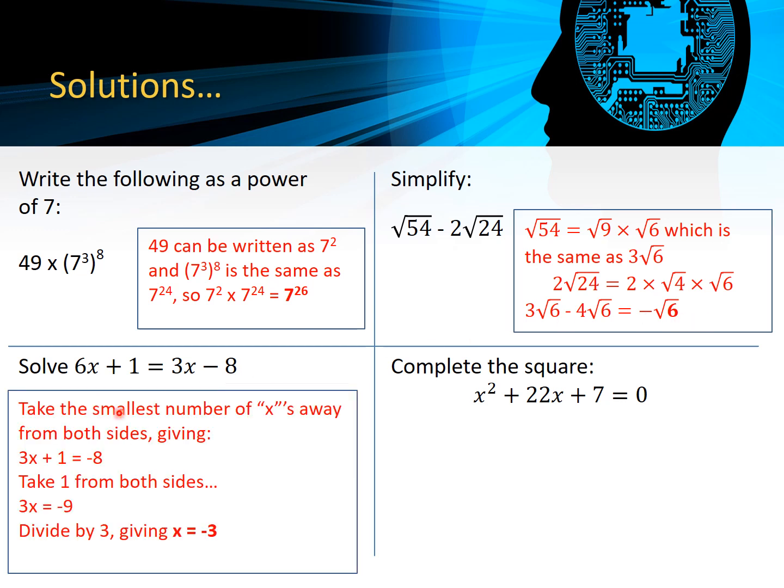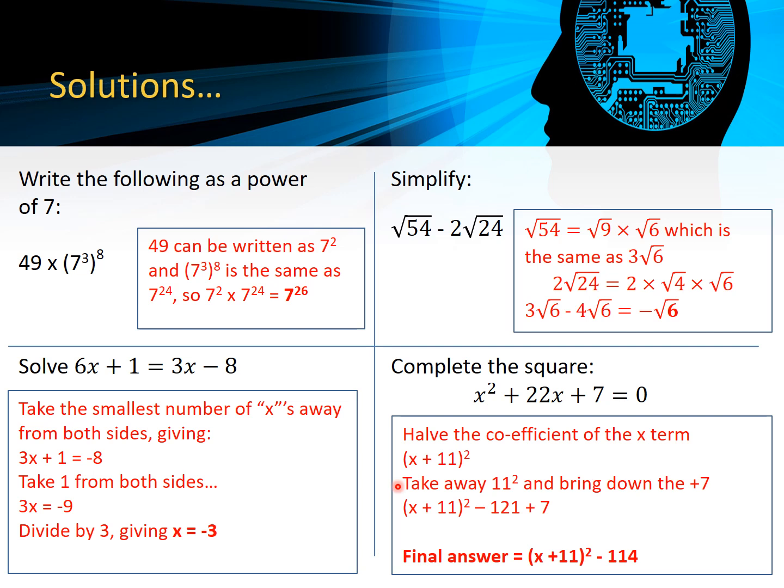Solving, take the smallest number of x's away from both sides, leaving you with 3x plus 1 equals negative 8. Take 1 away from both sides, leaving you with 3x equals negative 9. Divide by 3, so x is negative 3.